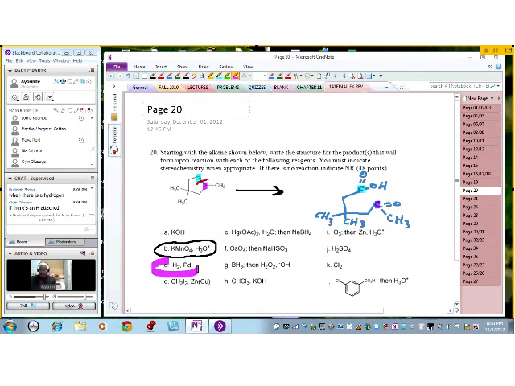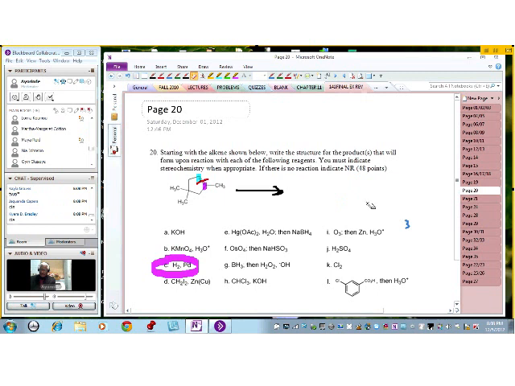How about this here? C. What does this do? Hydrogen in the presence of a catalyst. What does that do? Can anybody tell us? Okay, add two hydrogen atoms to the carbon-carbon double bond. Now, do you know what the stereochemistry of this reaction is? Cis addition. Excellent, excellent. Okay.